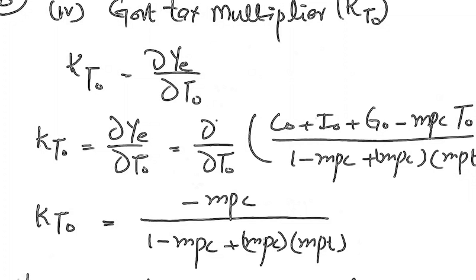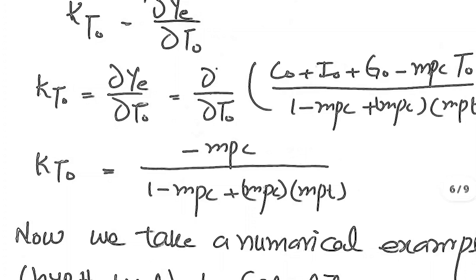Then we calculated the derivatives with respect to C naught, I naught, G naught, and T naught, and we stated that we can calculate the multiplier for these variables by taking partial derivatives with respect to them. And we have stated that the multipliers for C naught, I naught, and G naught are positive, while the multiplier for T naught is negative.